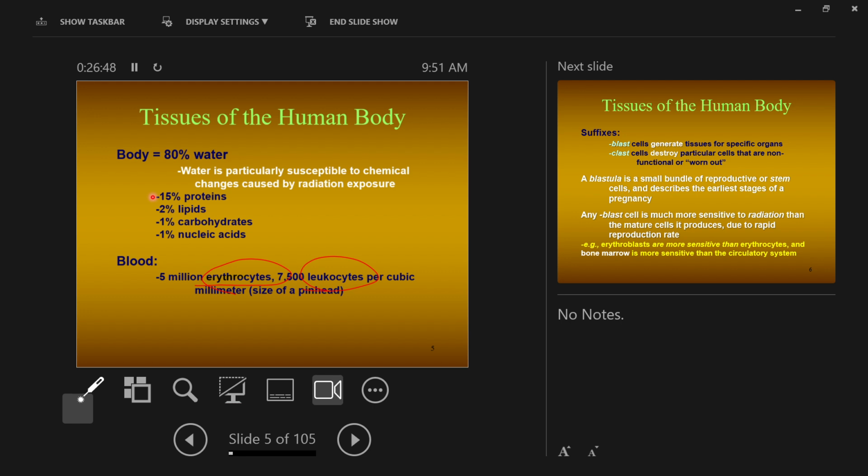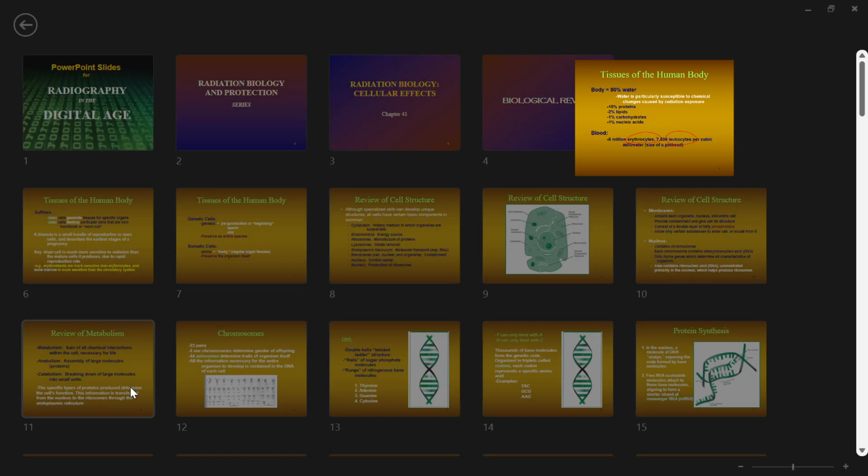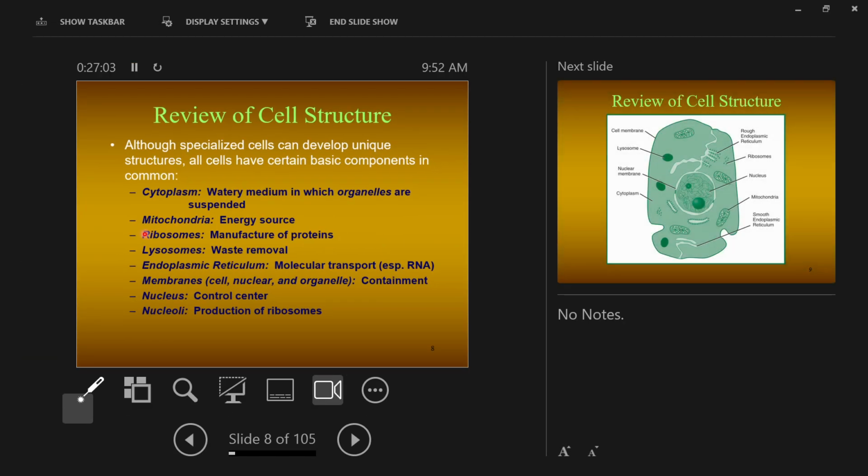Because this stuff, carbohydrates, those are just sugars. And then nucleic acids are just genetic information. So all of your structure is just the 17% here, proteins and lipids, and most of it's proteins. So when we say ribosomes manufacture proteins, ribosomes are the parts of the cell that are helping build the pieces of you. Lysosomes break things down. Lyse means to break down.